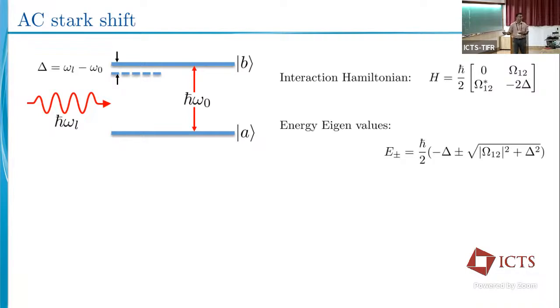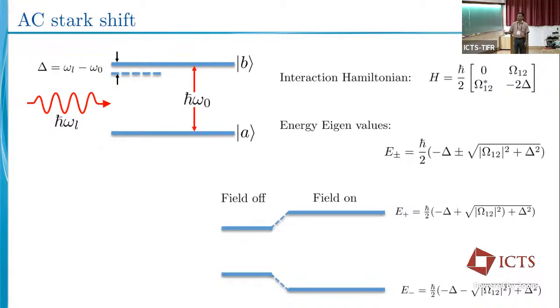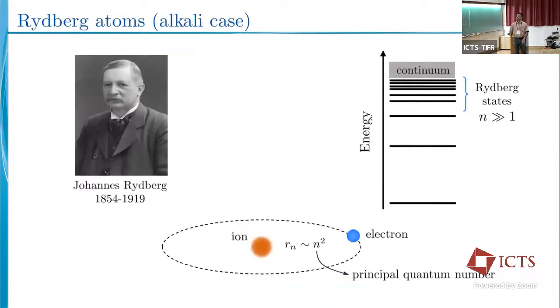energy eigenvalues. It shows that when the light field is on, the level will be shifted. We also call this the AC Stark shift. You can also find in the book they use the word dressing of the atoms. Many names come here, but my focus will be on the coming slide.